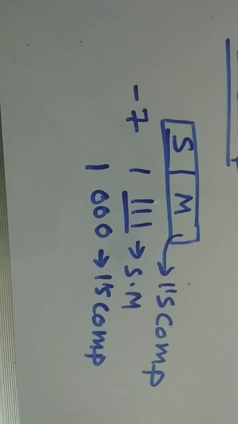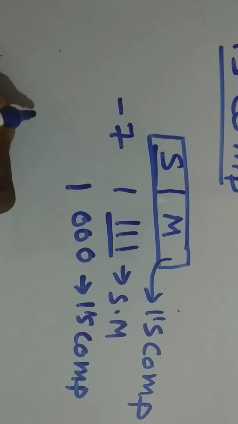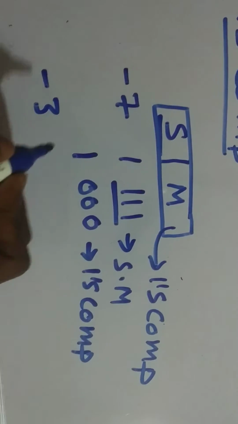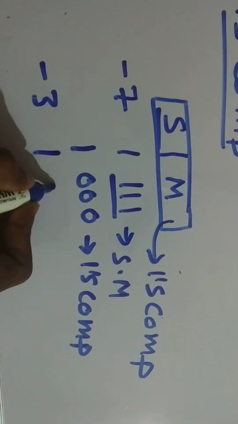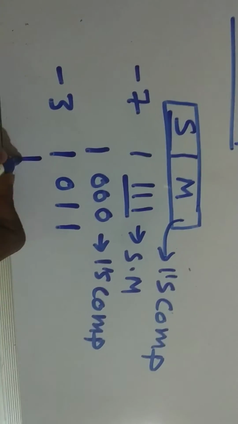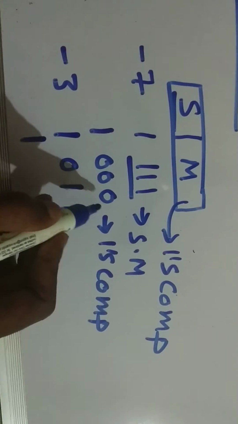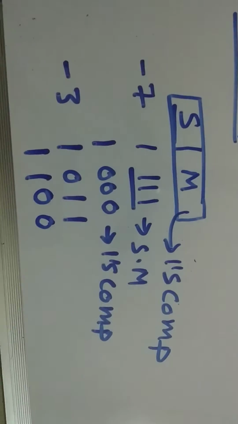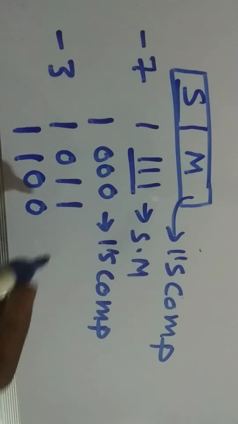Now we'll take one more example for clear understanding. -3. In sign magnitude form, -3 is represented as 1 0 1 1. The sign bit will be the same, and in 1's complement we need to complement the magnitude. So it is 1 1 0 0. So this is -3 in 1's complement form.